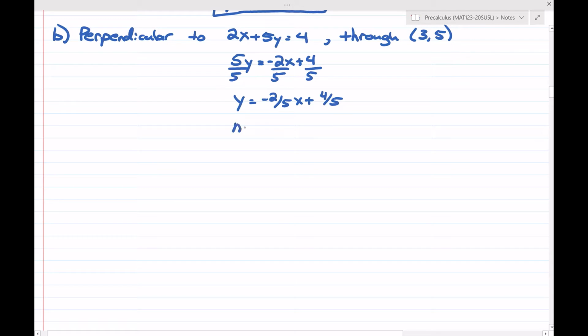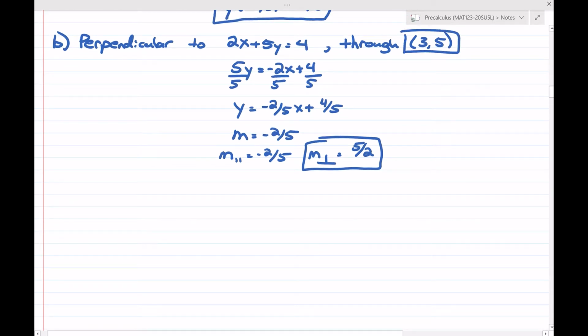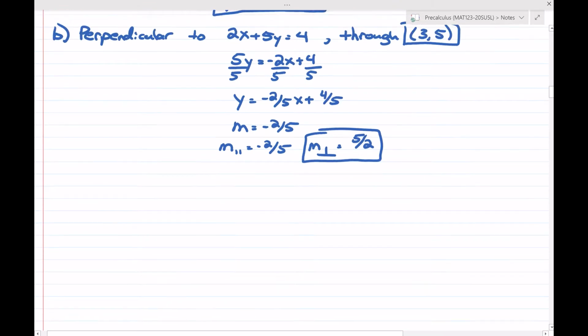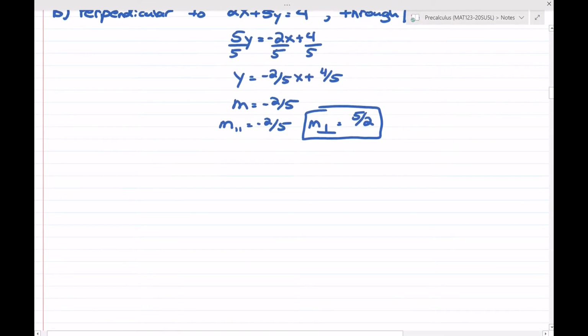Now the slope of this line is negative 2/5. So the parallel slope would be negative 2/5, which we used in the last example. But because this line is going to be perpendicular, we want to take the opposite sign. So because it's negative 2/5, we're going to make it positive, and then the reciprocal of 2/5 is 5/2. So we're going to be using this slope and this point and coming up with our three different equations.